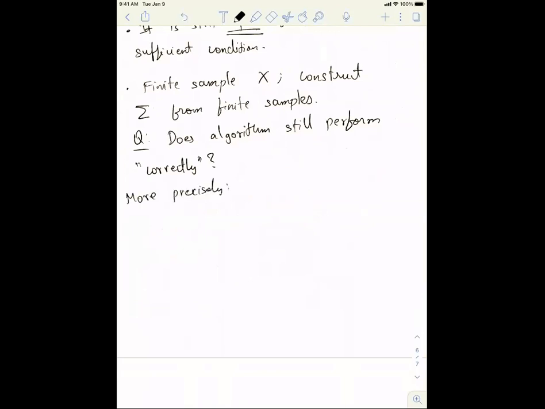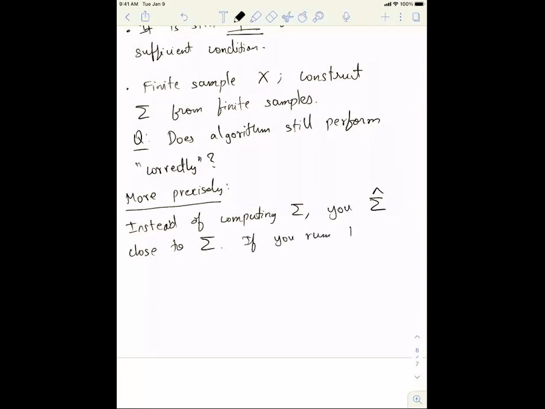Let's say instead of computing sigma, you have some sigma hat, which is close to sigma. And then you run this algorithm, the Foygel et al. algorithm.